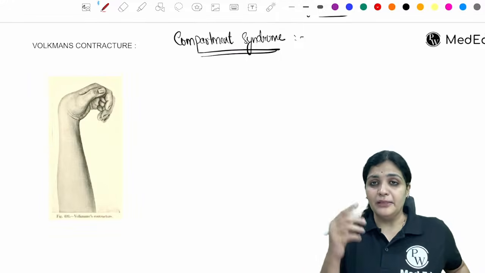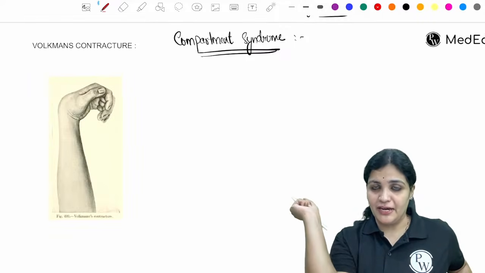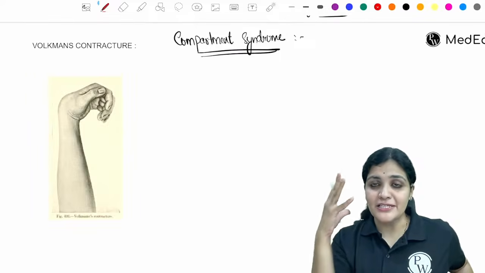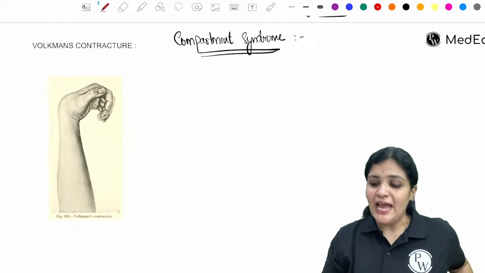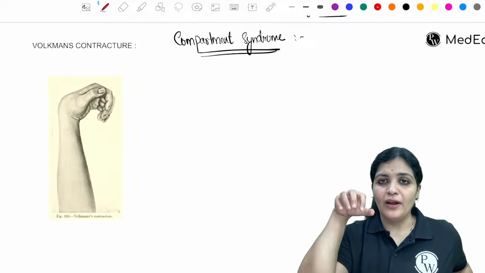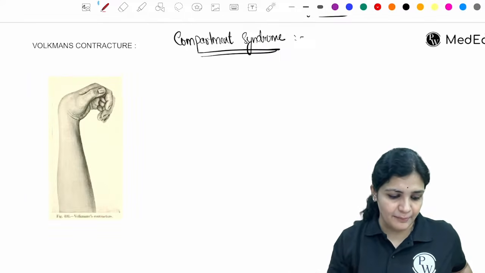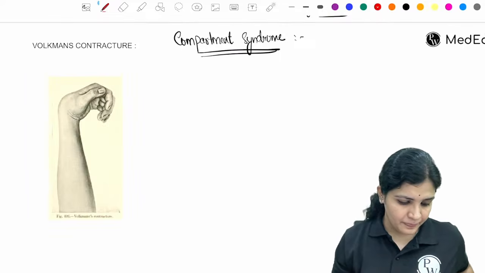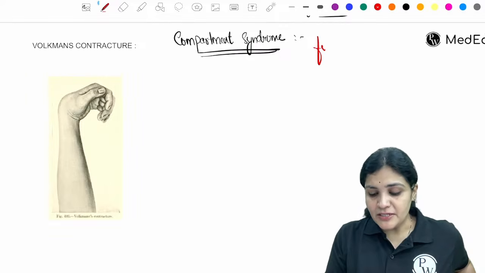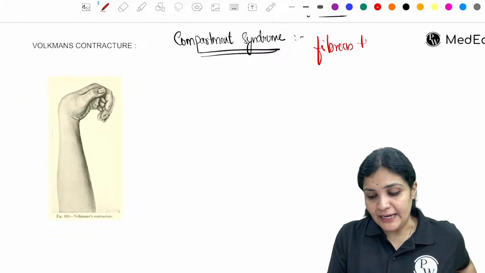And if you remember, the muscles do flexion and extension, right? They contract and they relax, they contract and they relax. But this is not there with fibrous tissue, hence they develop contractures. So this is called contracture. It is like a claw-like hand which is developed because of the fibrous tissue which is formed inside, right?